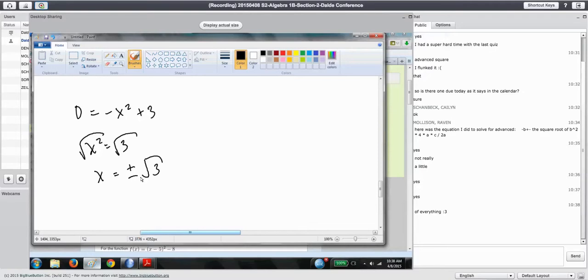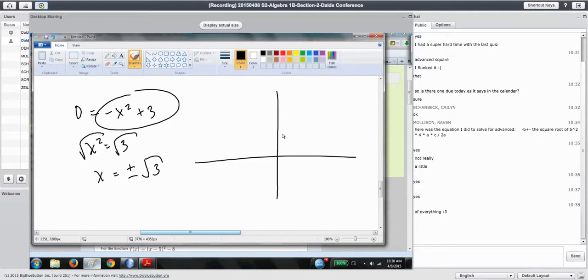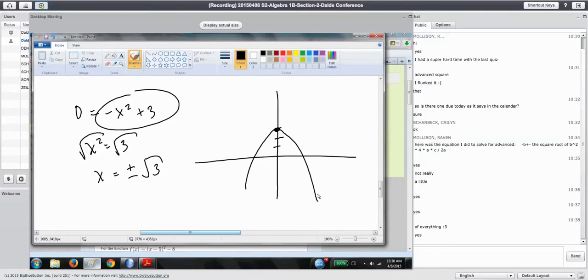Because if you think about it, if I were to graph this in my head, I would think it's a flipped upside down parabola that is at this point right here. Do you guys agree with that graph? And since it's a flipped upside down parabola, it crosses at 2 points. 1, 2. This would be the positive square root of 3. This would be the negative square root of 3. That's why you need the plus or minus, because you need to take into account both answers.